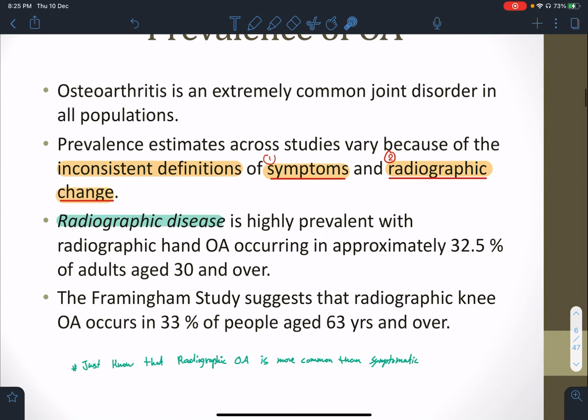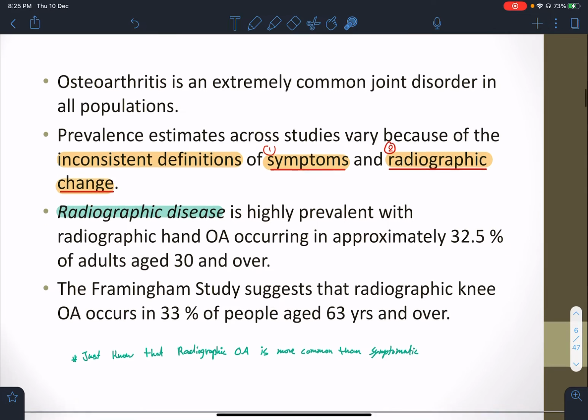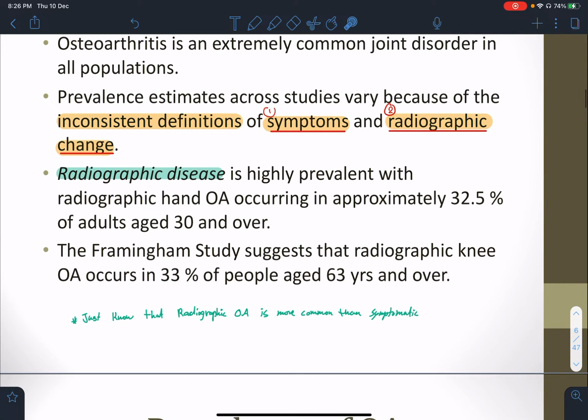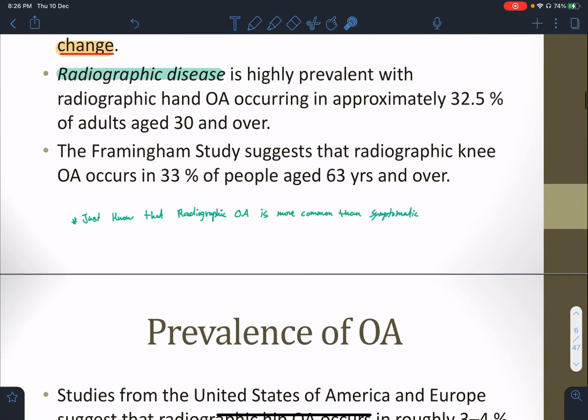So the prevalence is not that accurate. Radiographic disease is highly prevalent, with radiographic hand osteoarthritis occurring in approximately 32.5% of all adults aged 30 and over. This is a study conducted by Framingham. The study suggested that radiographic knee osteoarthritis occurs in 33% of people aged 63 years and over. So you just have to know that radiographic osteoarthritis is more common than the symptomatic. That's what you basically have to know.